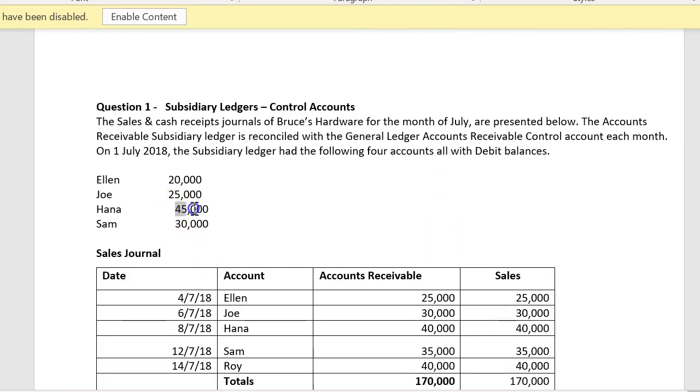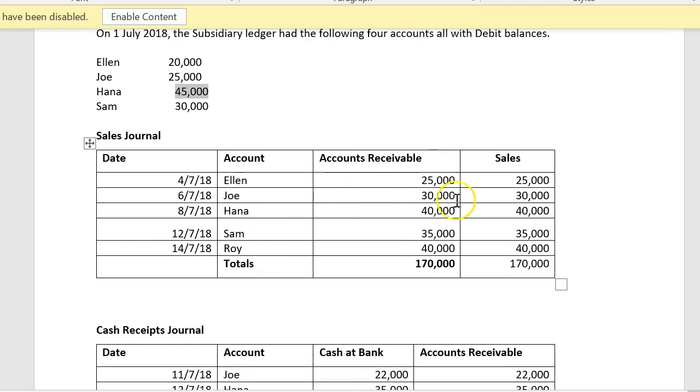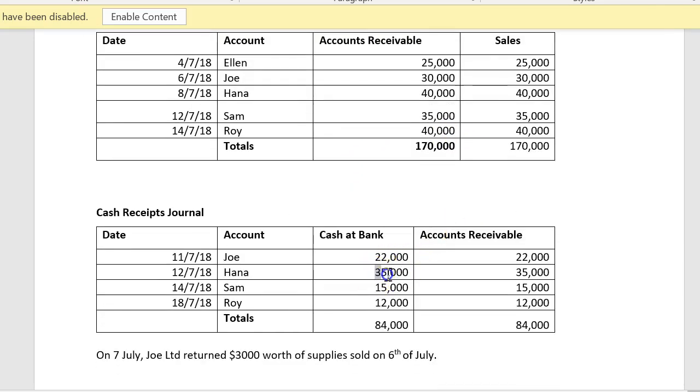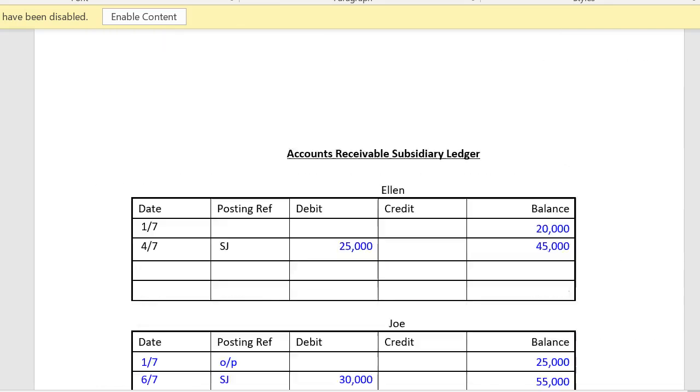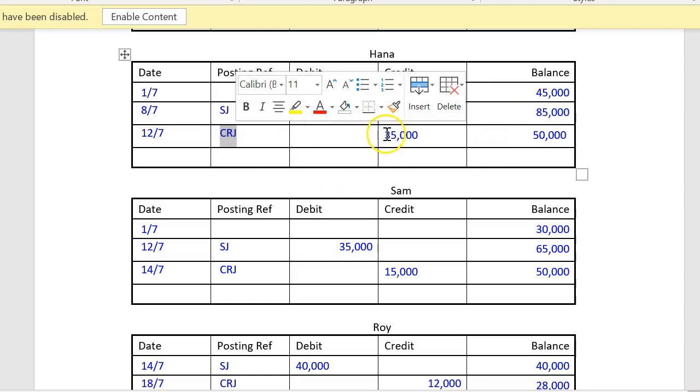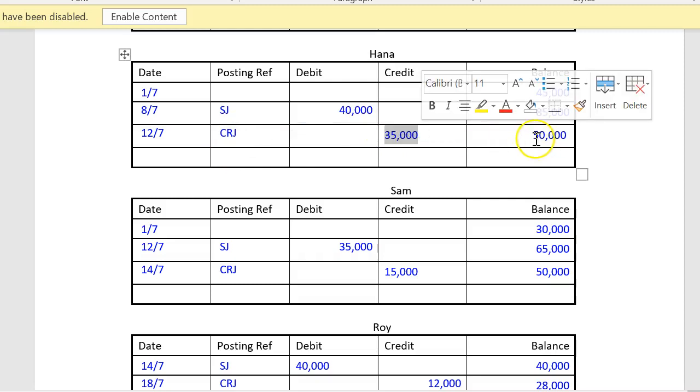Hannah's opening balance is 45. They made credit sales to Hannah 40. They collected $35,000 of cash from Hannah. Opening balance is 45. Sales journal 40. That increased the balance to 85. Cash receipts of 35. That brings the balance down to 50.